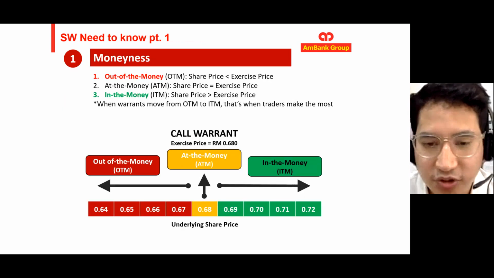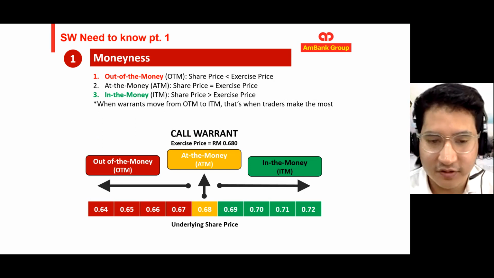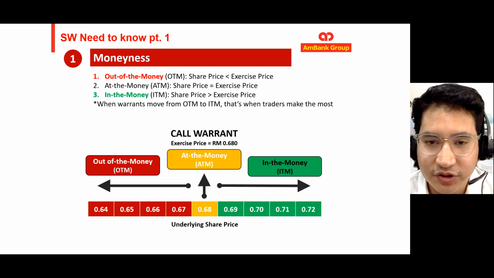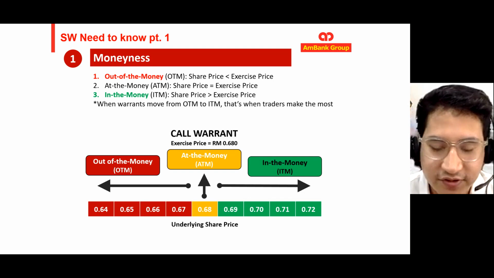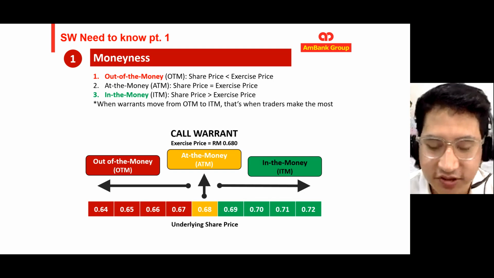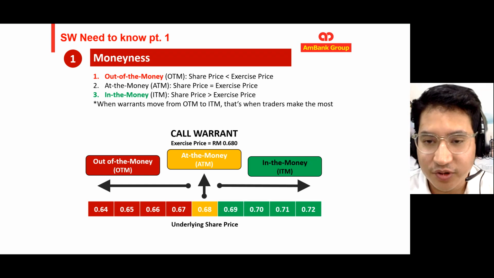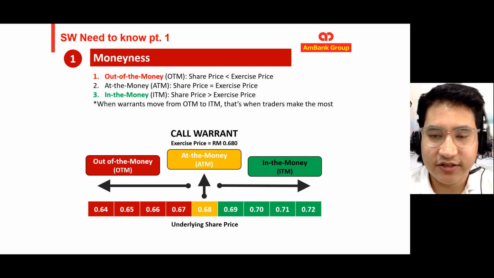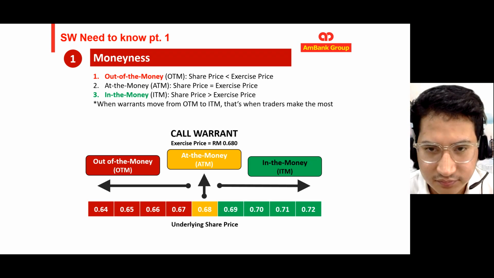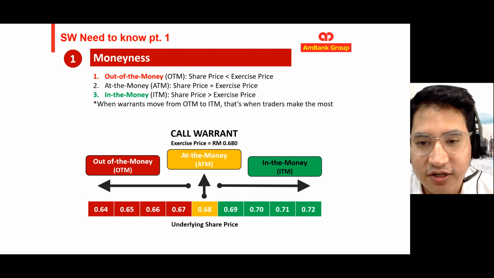Okay, so this is important information that you would need to know in terms of investing or trading in structured warrants. These are important terms that you need to know. These are the 3 terms: out of the money, at the money, and in the money.